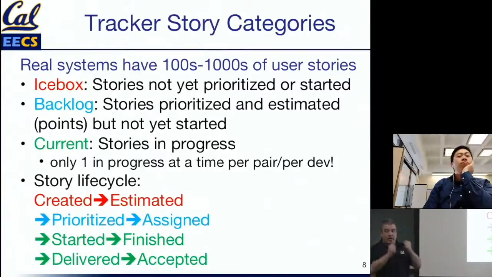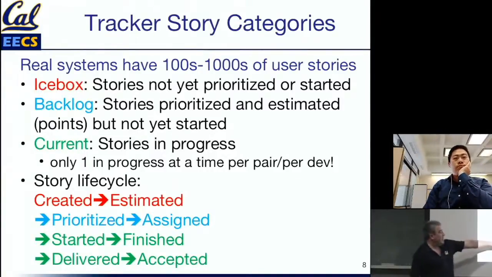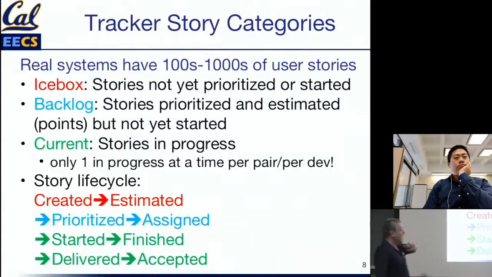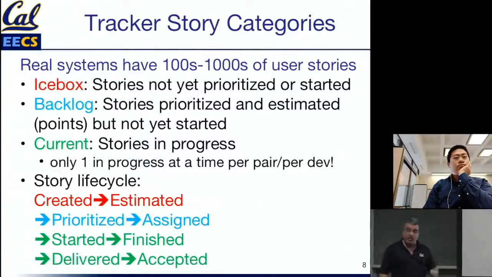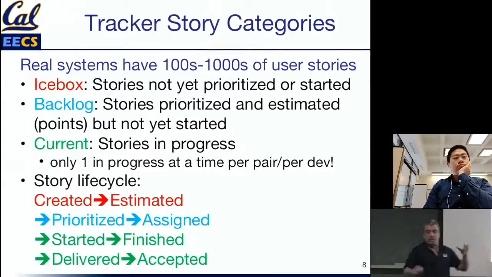Once the pair picks up a story and begins it, that moves it into the current iteration, and it's in the started state. They will continue to develop code and tests until they declare the story to be finished. Once the story is finished, it is delivered. That means it is deployed in some version of the product the customer can see, or at least that the product owner can see.